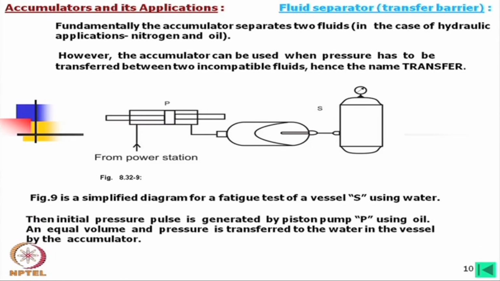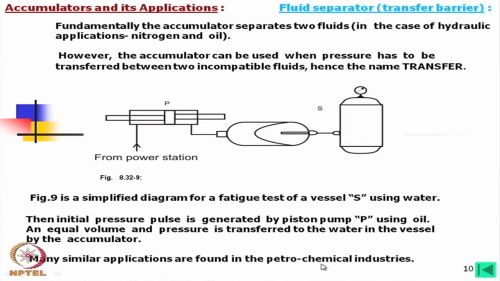Then the initial pressure pulse is generated by piston pump P, using oil, and equal volume and pressure is transferred to the water in the vessel by the accumulator. Many similar applications are found in petrochemical industries.